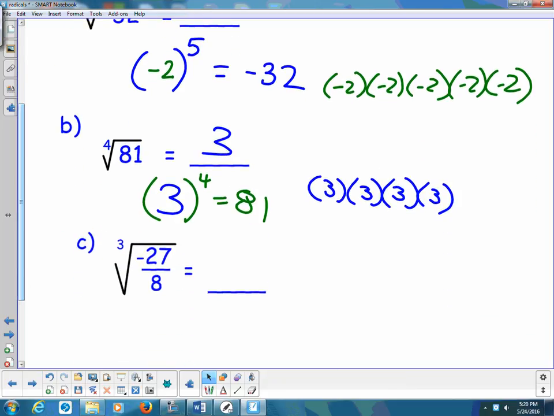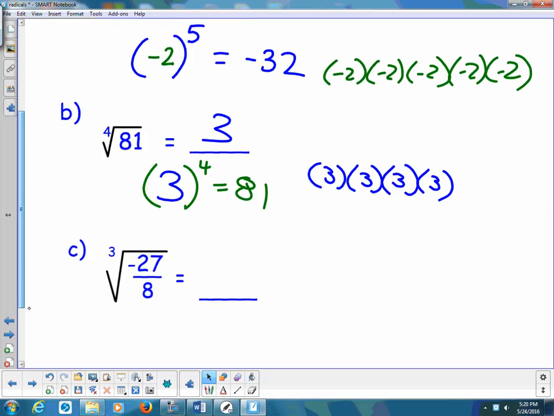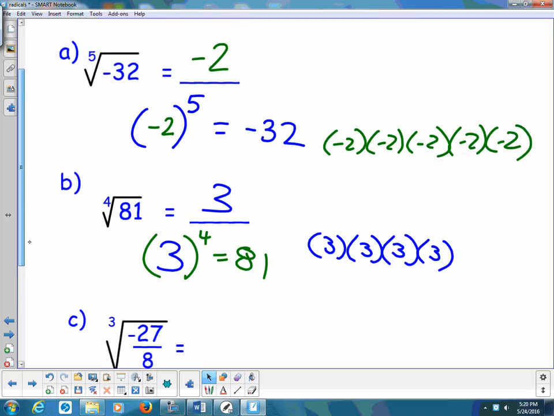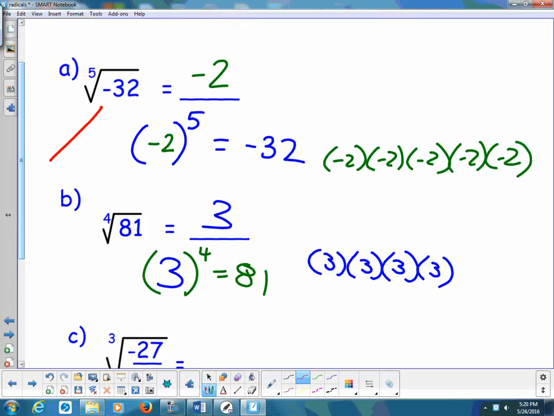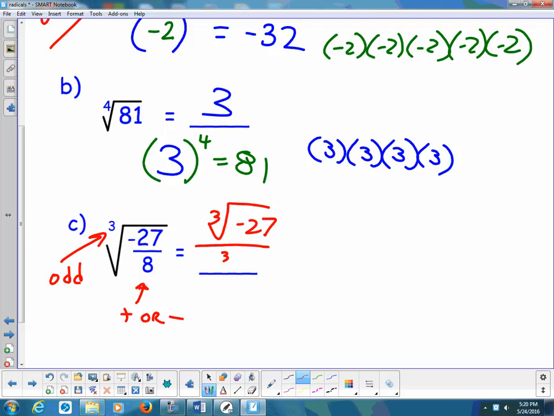How about this one? What's the cube root of negative 27 over 8? By the way, let's back up for a second. It's a-okay to have a negative number under the radical if your index is what? Odd. All right? If your index is even, no fair having a negative under the radical. So here my index is odd again, so I can have a positive number or a negative number under the radical. Well, really, to evaluate this, let's split this up into cube root of negative 27 over cube root of 8. That's one of our properties.